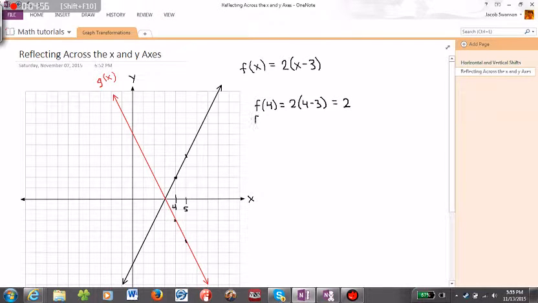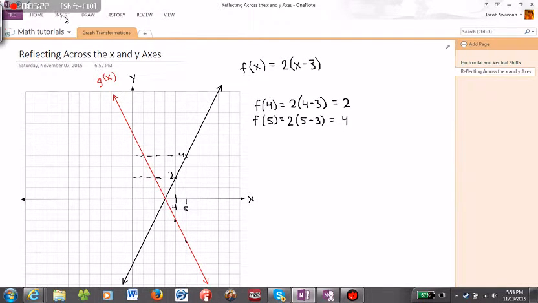And f of 5, similarly, is 2 times 5 minus 3, which is 2 times 2, which is 4. We can see that clearly on the graph. So here's 2 and here's 4, and when they head back to the y-axis, we can see that's where they hit.